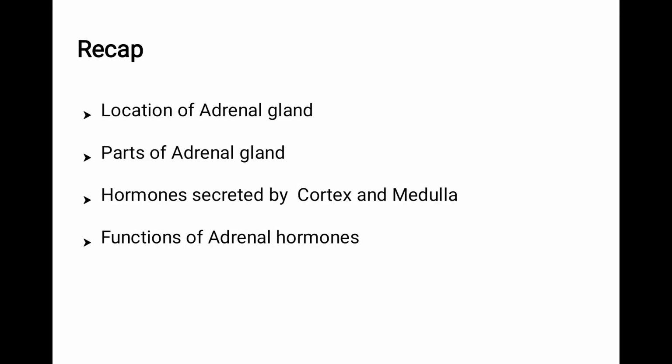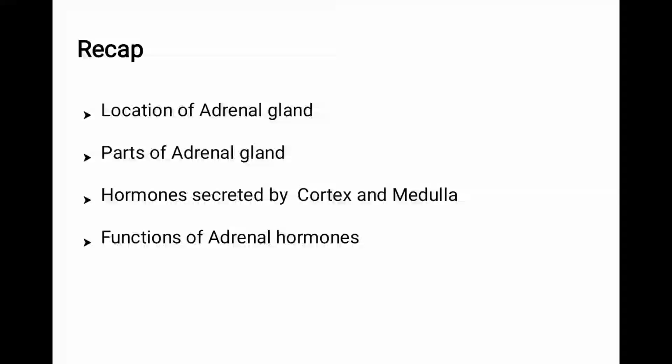In the previous session, we discussed the adrenal glands. Adrenal glands are present at the top of the kidney. That's the location of the adrenal glands. The adrenal glands are divided into two regions, the outer cortex and the inner medulla. And the hormones of the adrenal gland: the cortex produces the corticoids and steroids, whereas the medulla produces the catecholamines.